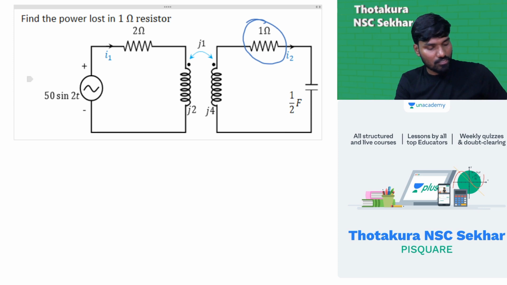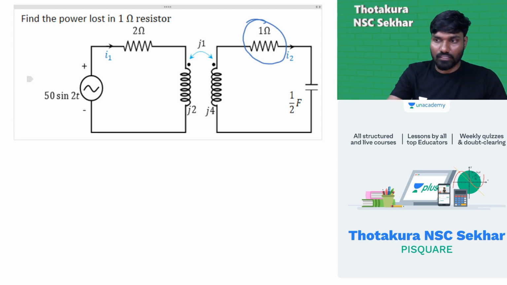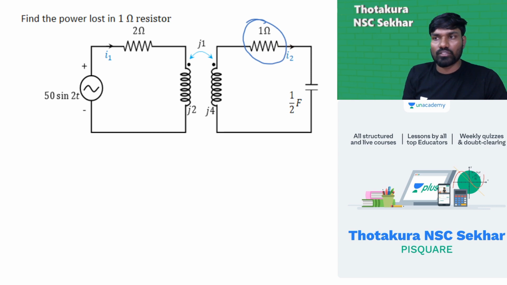How much is the power loss in that? Solve it. Find out the current I2. Once you find the current I2, I2 square into 1 is the power loss. Power loss is equal to what? I2 square into R, and R is equal to 1. So power loss is equal to I2 square. So once you find I2, you can get power loss.